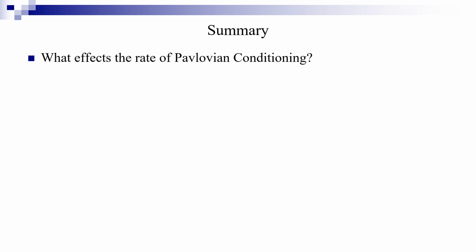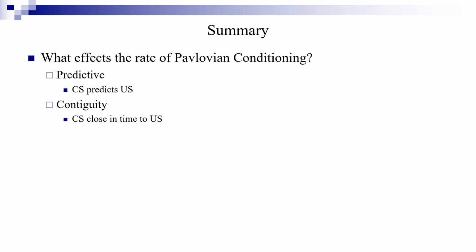Now, to summarize what we've talked about thus far, what affects the rate of Pavlovian conditioning? How predictive or contingent the US is on the CS. So it needs to be predictive, okay? Contiguity, so the CS needs to be close in time to the US. If it isn't, then we don't see as much conditioning. And also contingency. If CS, then US. If no CS, then no US. That should be the rule. We should never see the US occurring outside of the CS. All right? So if all of these things are strong, we should see a lot of conditioning occurring.